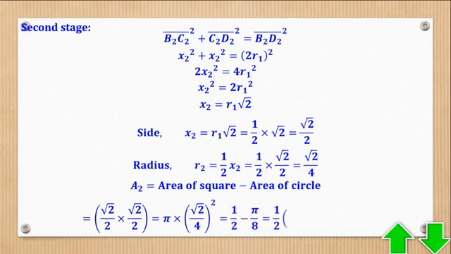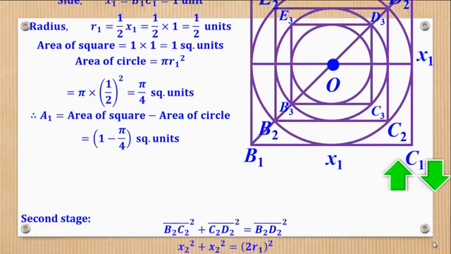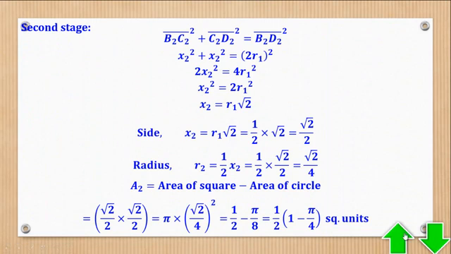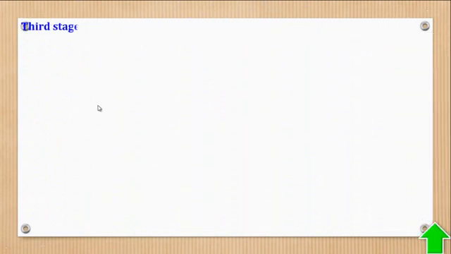Area of the square is the side squared. Area of the circle is pi r squared. You end up with this. I factorized out because this one is somehow similar to this, so there's a common factor. That common factor helps us get the relationship between the areas A2, A3, and A4 until the end. What about the third time?